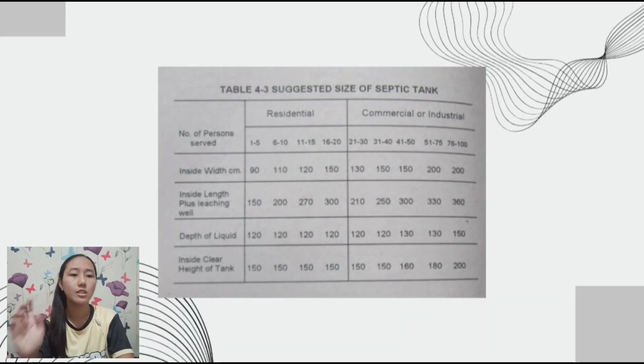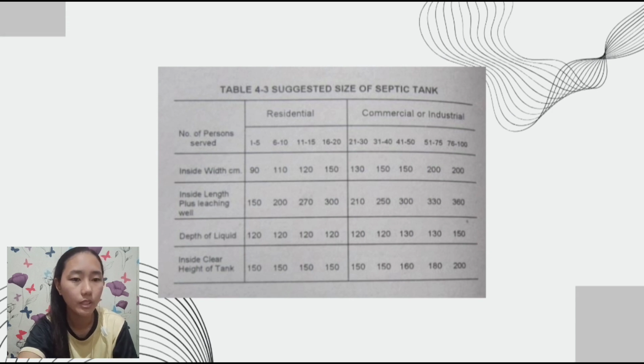So, suggested size ng septic tank. Makikita naman diyan yung residential, pati commercial or industrial. Number of persons served kung meron 1 to 5. Tapos, yung suggested size niya, inside width is 90 cm, inside length niya, plus leaching well is 150 cm. Yung depth of liquid niya is 120 cm. Inside clear height of the tank is 150 cm. So on and so forth. Basahin niyo na lang po.